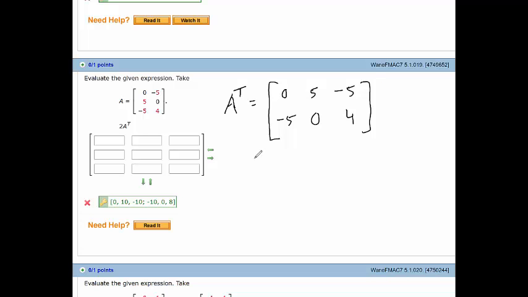Now what are they saying? Scalar multiplication with 2. So that gives you 0, 10, -10, -10, 0, 8, isn't it? And we are done. So this is 2 times the transpose of the matrix A. Okay. So then you just need to put your entries. Now the entries, you see why they give you like this. Now I need to put 0, 10, -10 in the first row, then -10, 0, 8 in the second row, and the third row I keep blank.